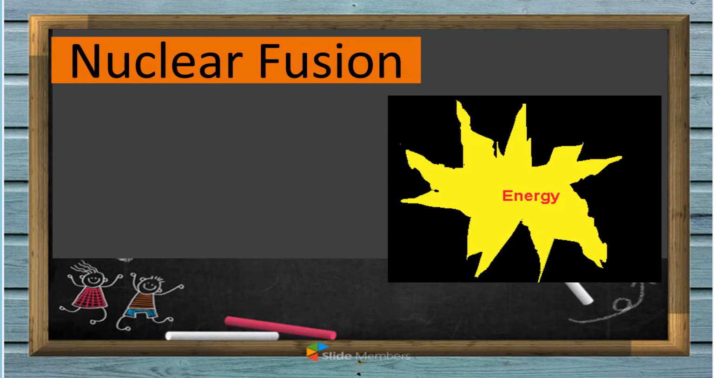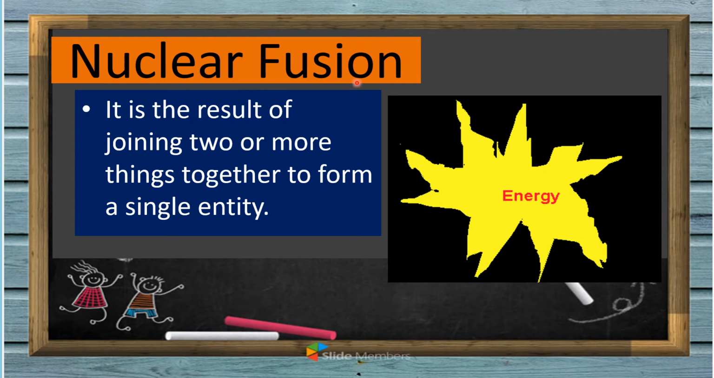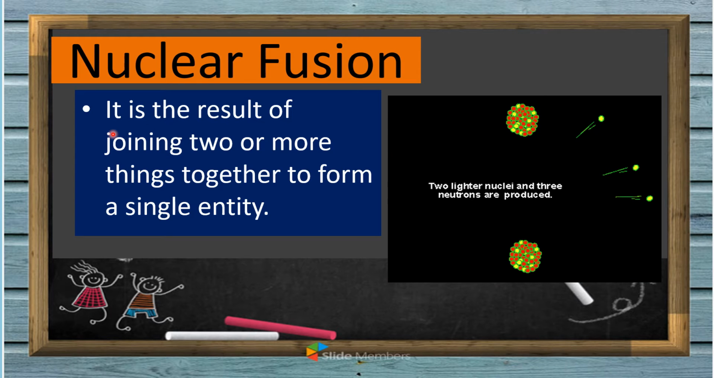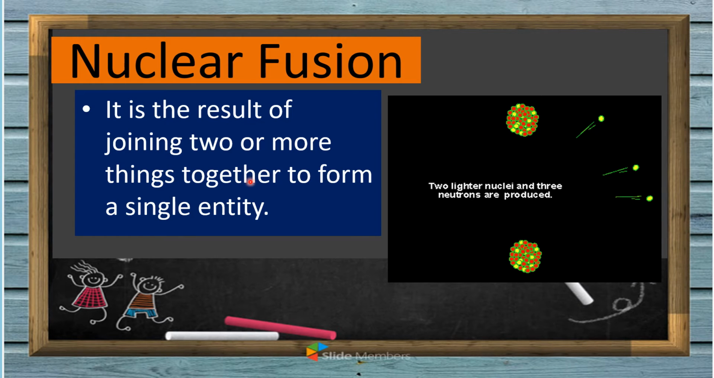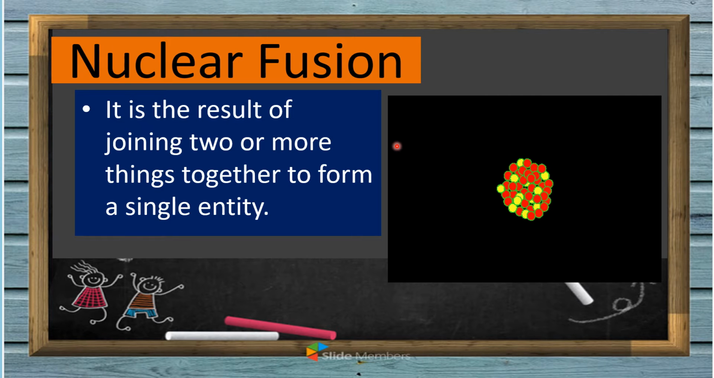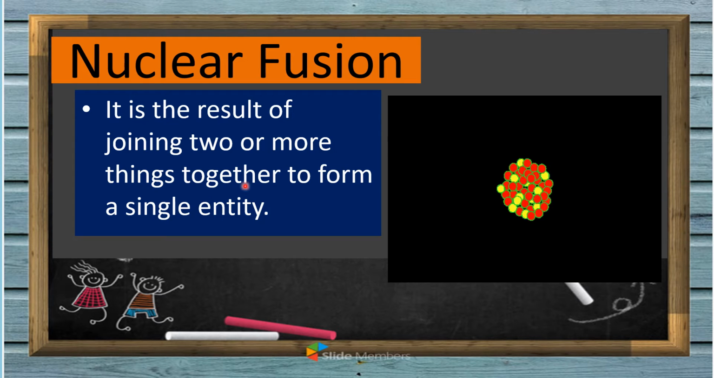How about the nuclear fusion? When we say nuclear fusion, it is opposite to nuclear fission because nuclear fusion is the result of joining two or more things together to form a single entity. So it is not going to break apart, but to make it into one by joining two or more things together.